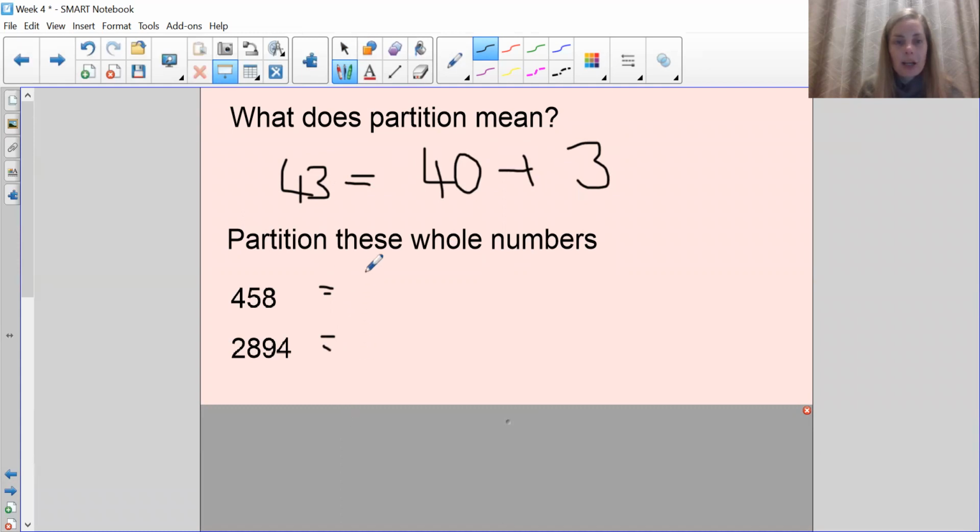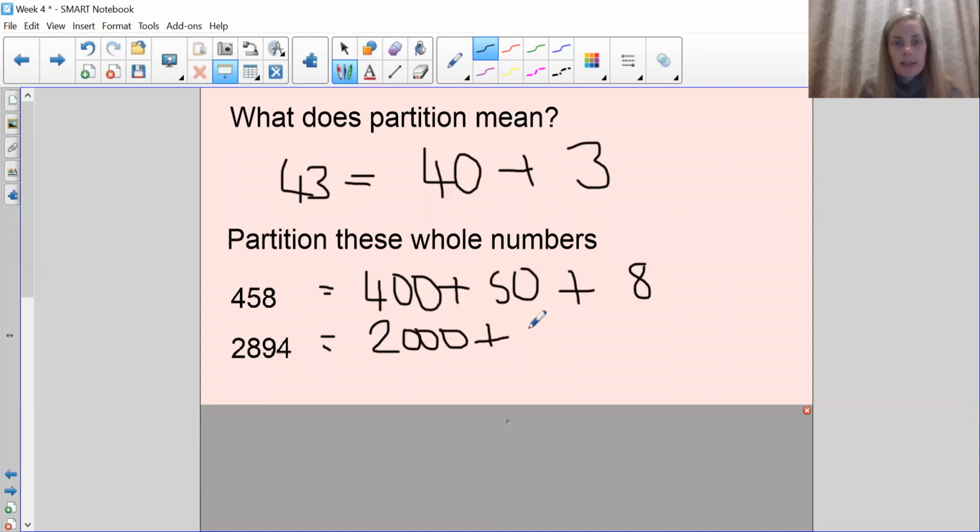Right, let's see how you did. So we're going to have 400 plus 50 plus 8. And we're going to have 2,000 plus 800. My hundreds are looking a little bit sad here. Plus 90 plus 4.